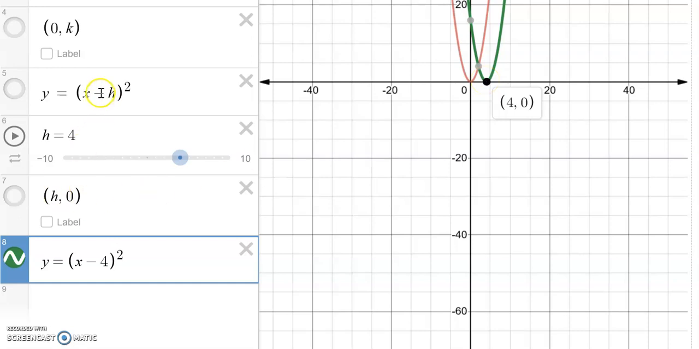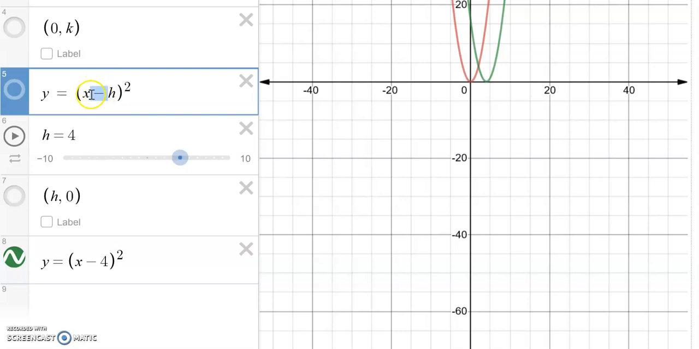That's why you notice here the minus sign is actually part of the formula. So we look at this value, and if it's a plus sign, then we take the opposite. But if it's a minus sign, we're actually just looking at the h.